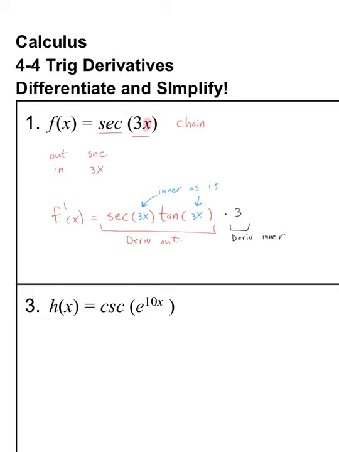All right, and then the only thing to do to simplify it is to get that 3 out front. Put the coefficients out front. So the derivative is 3 secant of 3x times the tangent of 3x.